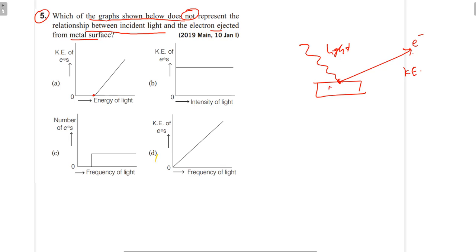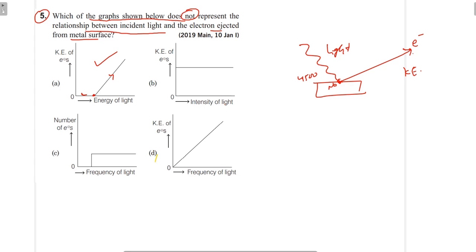For every metal there is some minimum. Suppose sodium is there, light of a certain wavelength is required, like that. Below that it cannot eject. So initially, at low energy, there is no electron. Then after some time electrons started ejecting. Then if you increase the energy, the kinetic energy will be increased. So this is the correct graph.